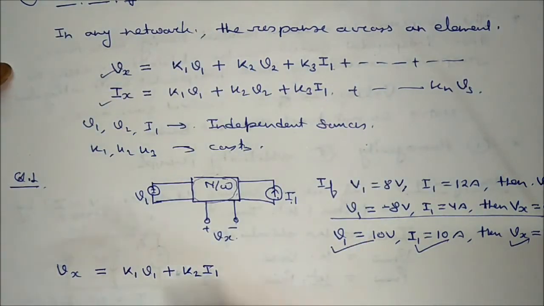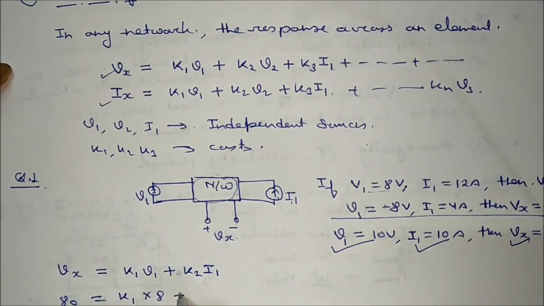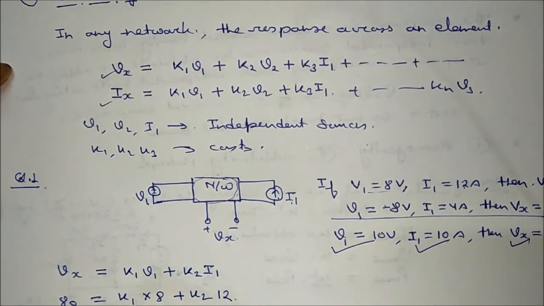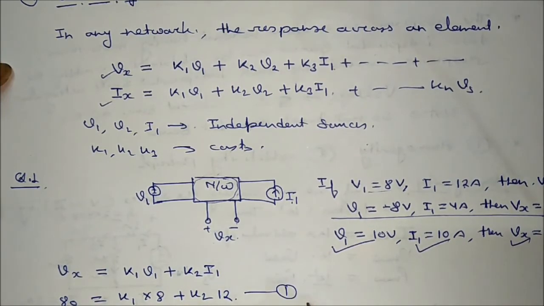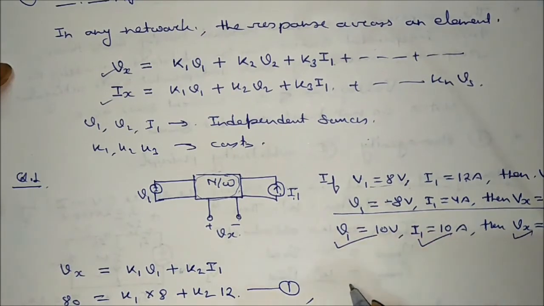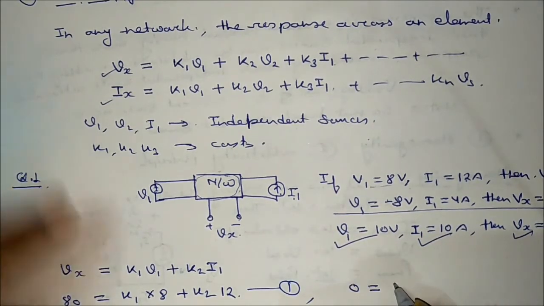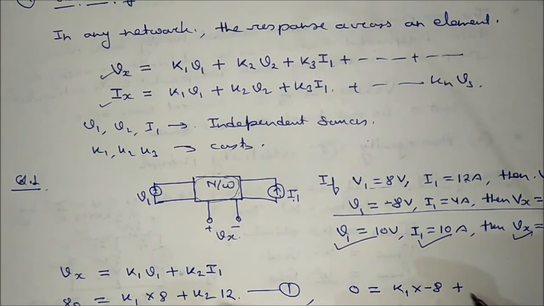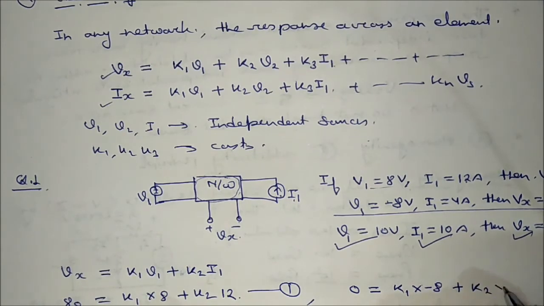So if we apply this, first one, what will we get? Vx is equal to 80 volt, then V1 is 8 times K1, plus K2 times I1, which is 12 ampere. This is the first expression. Similarly, if Vx is equal to 0 volt, then applying this equation again, K1 times V1 is minus 8, plus K2 times I1, which is 4 ampere.